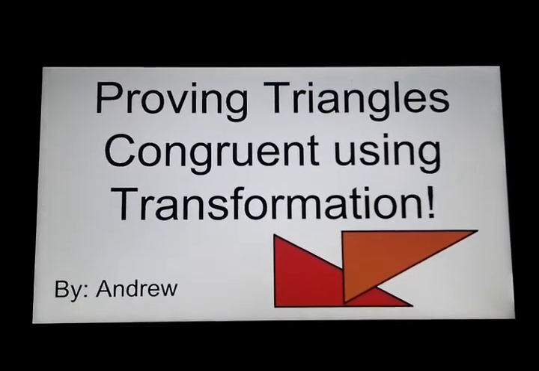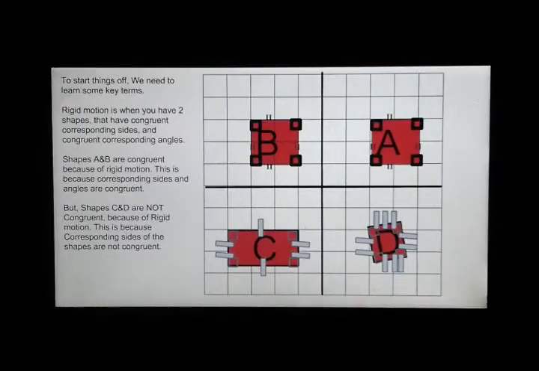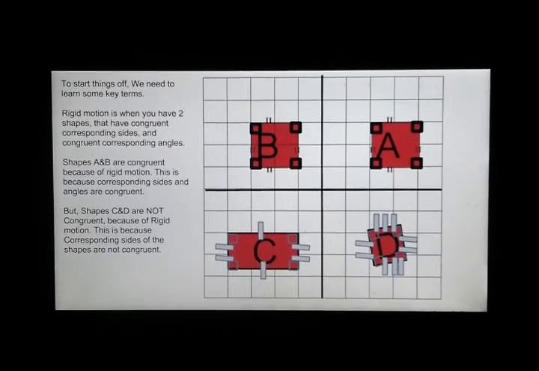Proving triangles congruent using transformation. To start things off, we need to learn some key terms. Rigid motion is when you have two shapes that have congruent corresponding sides and congruent corresponding angles.